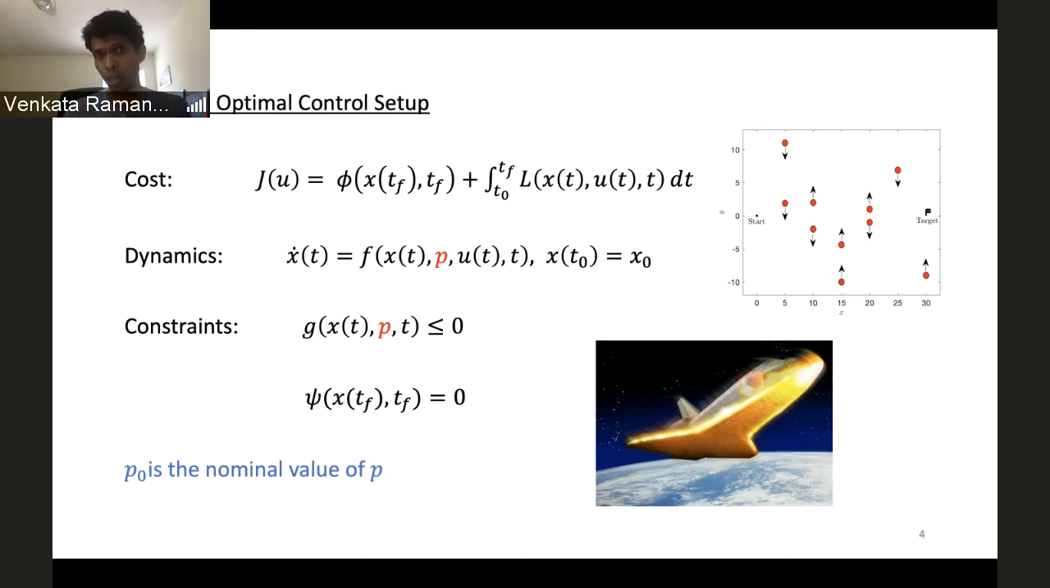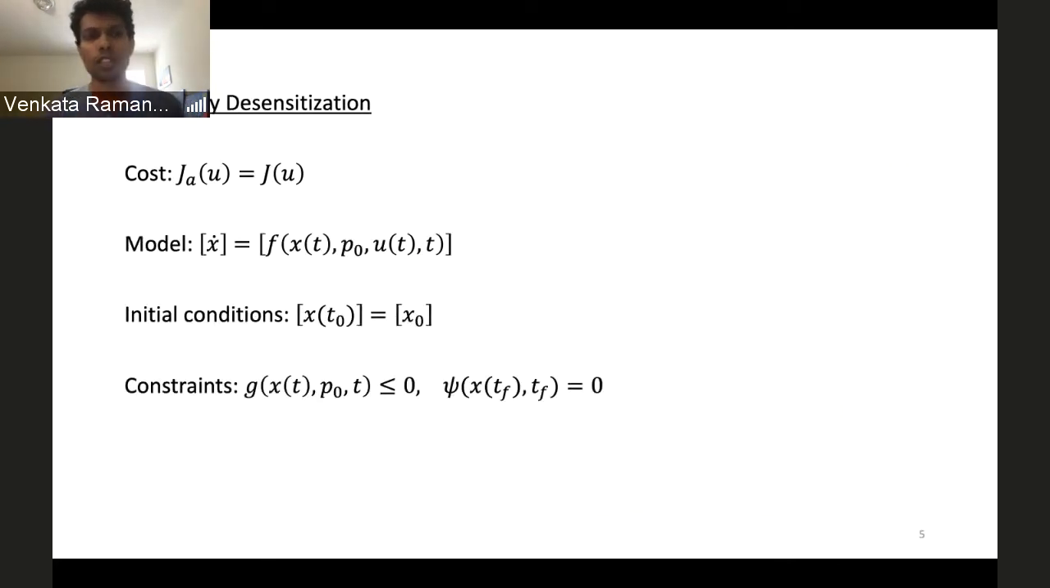And this setup can talk about optimal planning and decision making for a wide range of problems. Say, for example, even optimal path planning in a dynamic uncertain environment where the environment has moving obstacles, or for example, even systems that are as complicated as hypersonic vehicles. So, okay, we have the optimal control setup, and let's move into this idea of trajectory desensitization.